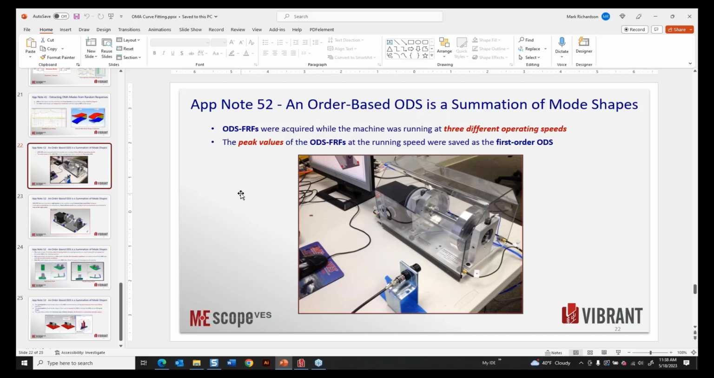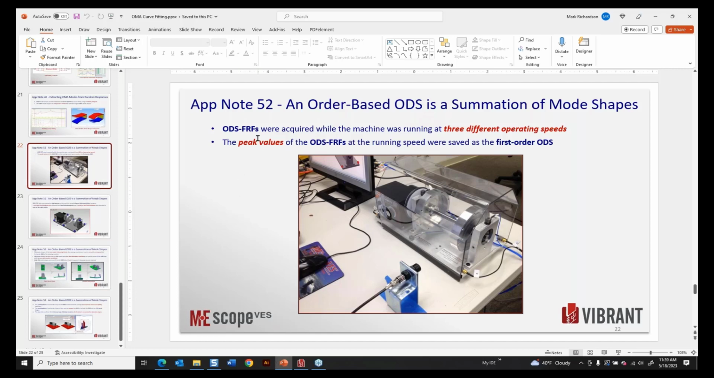Here, we're going to just take values at the peaks in a set of ODS-FRFs. And we're just going to take the peak values of the first order ODS, or the running speed of the machine. So you can see a little picture here of this rotor kit, some accelerometers mounted on it. This is a laser that can measure the RPM. So we know exactly what the RPM is, although it's not needed because we can see it from the ODS, the peak in the ODS-FRF.